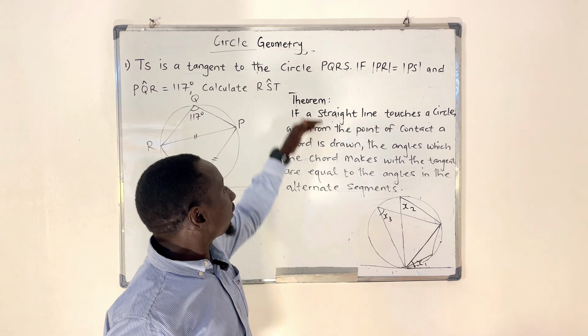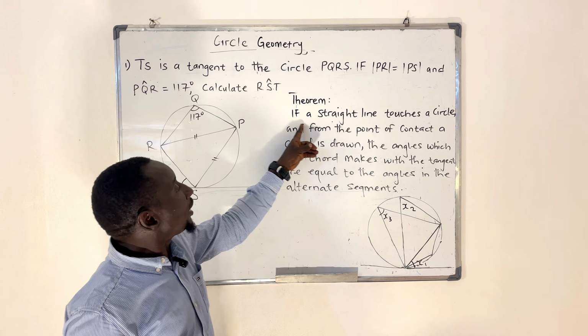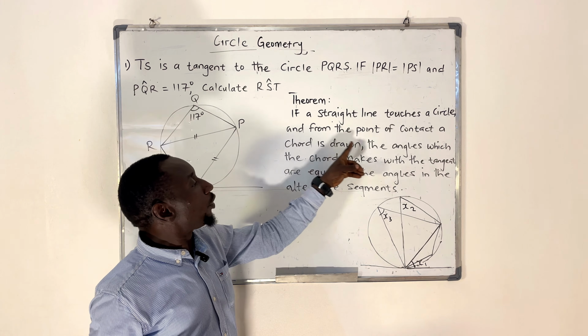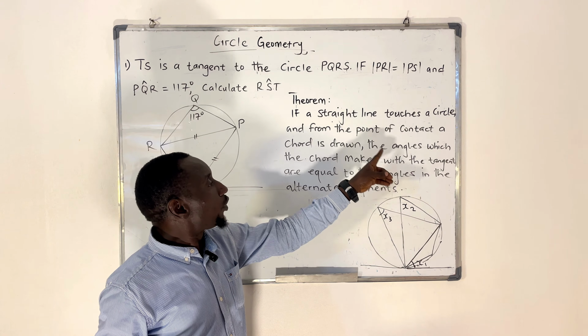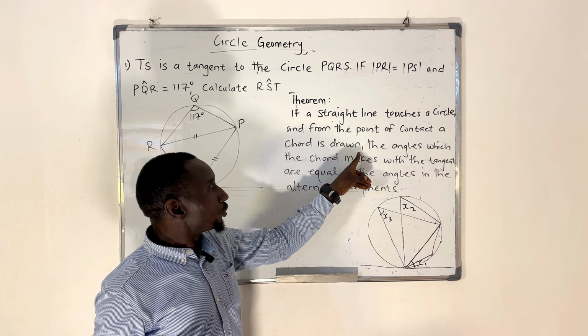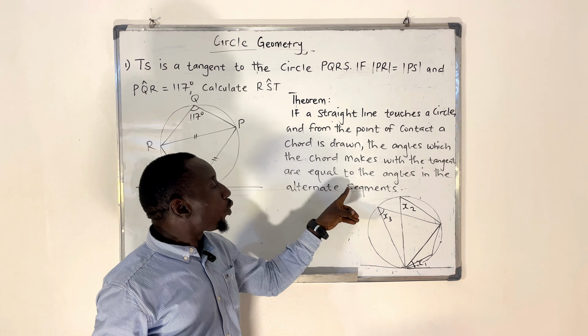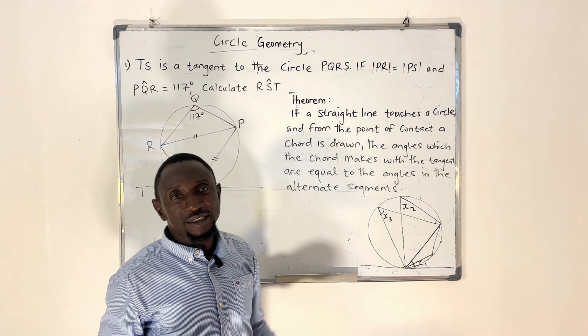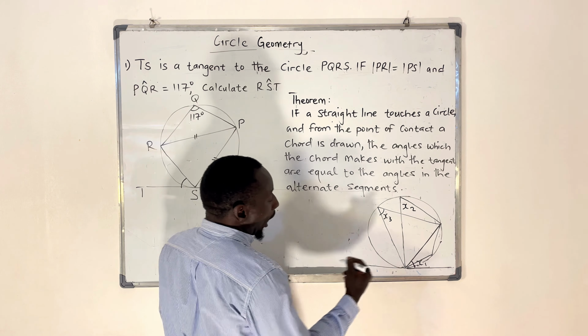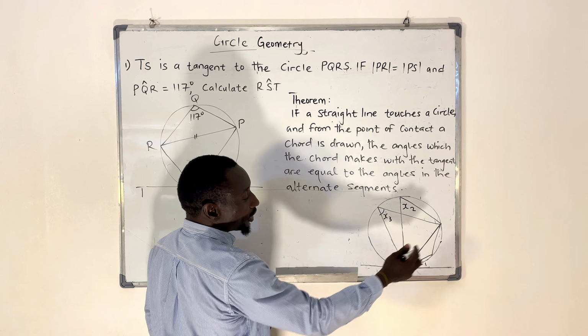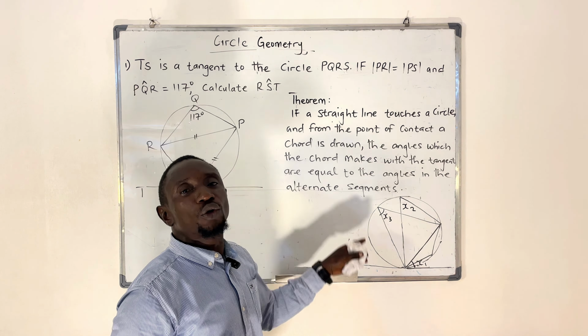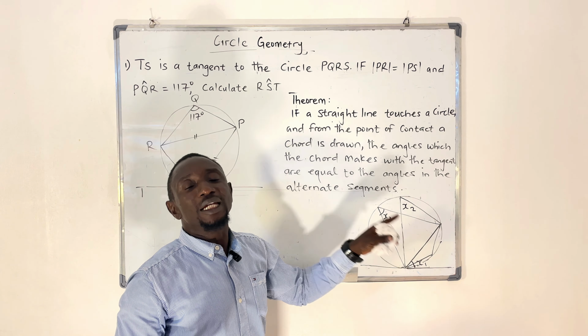Now, here, this is a theorem. It says that if a straight line touches a cycle, from the point of contact, a chord is drawn. The angles which the chord makes with the tangent are equal to the angles in the alternate segments. Now, any straight line that touches a cycle at a point is called a tangent.